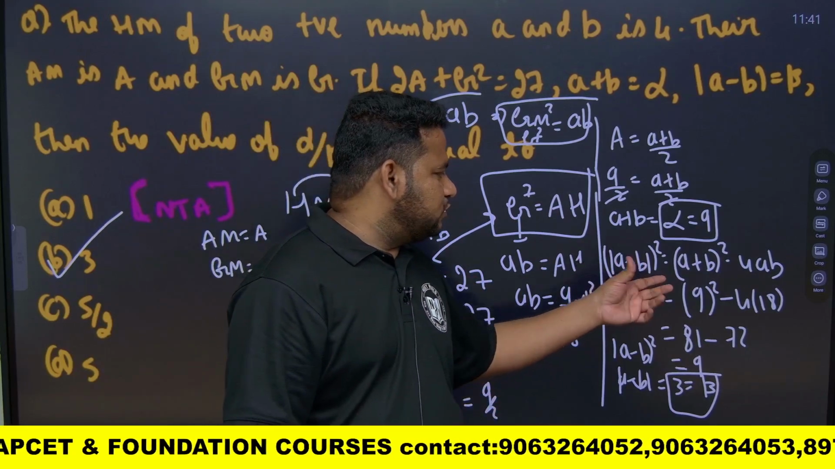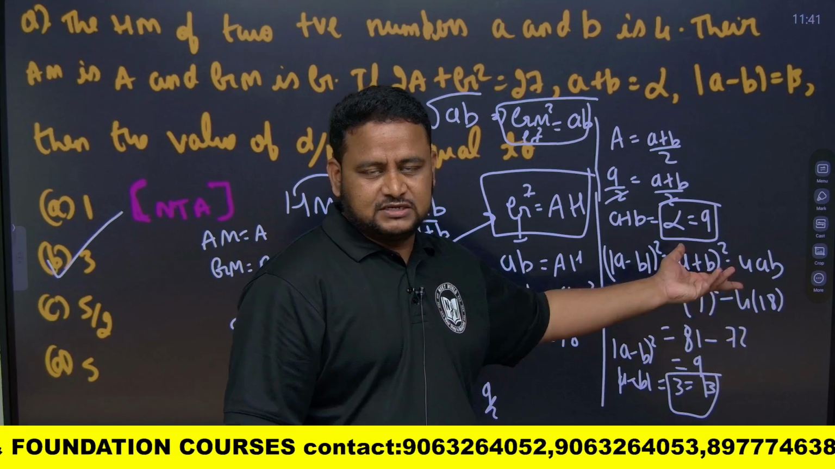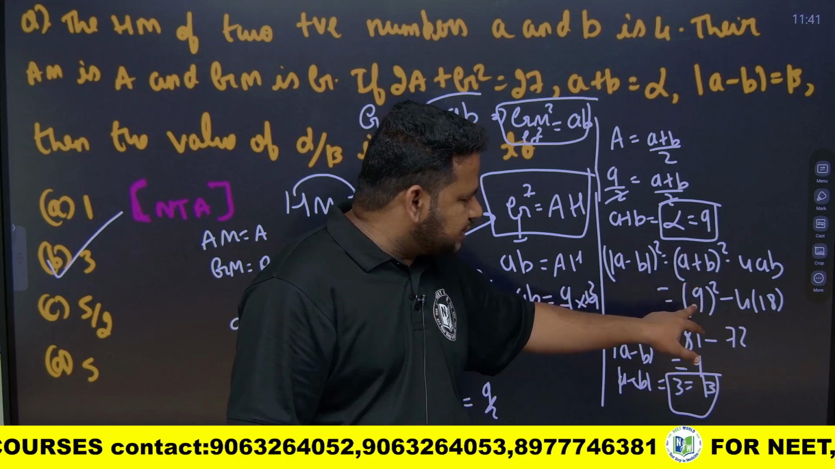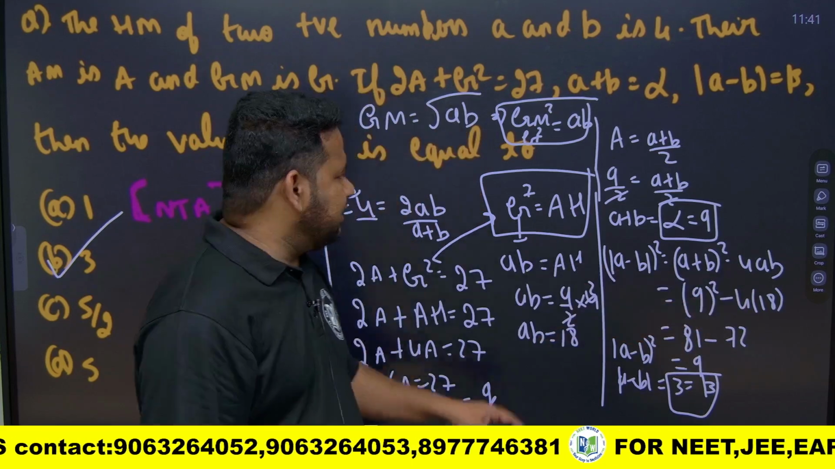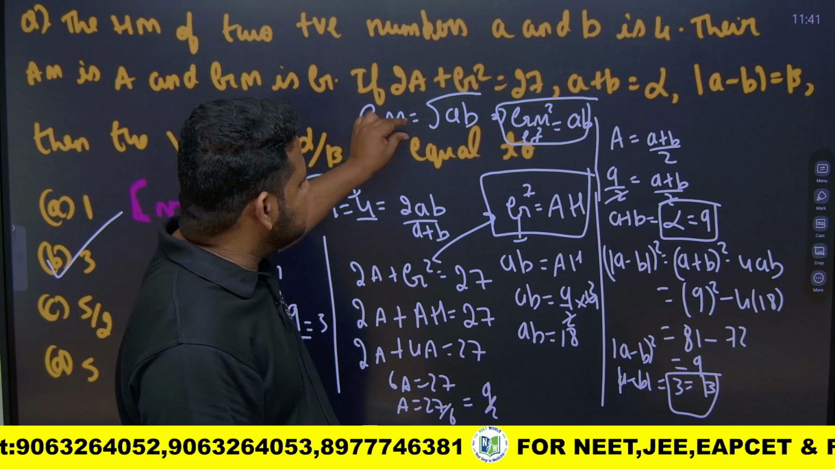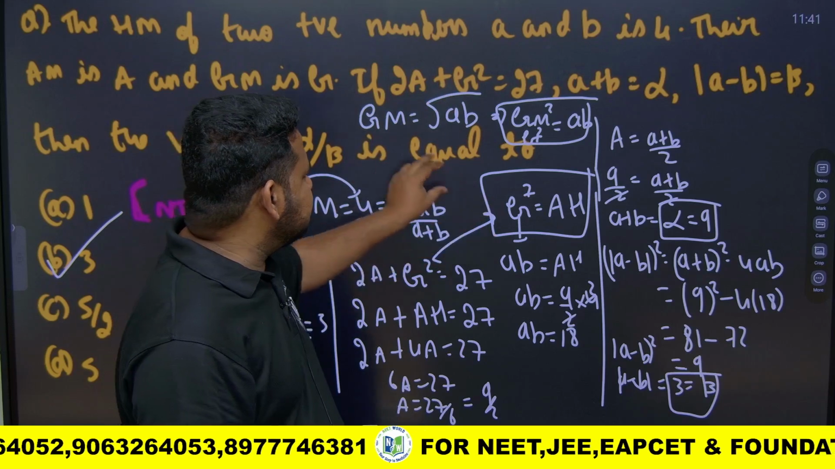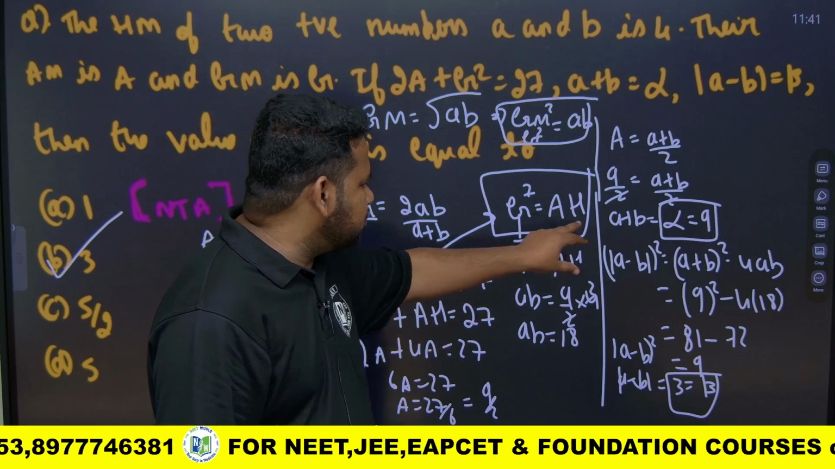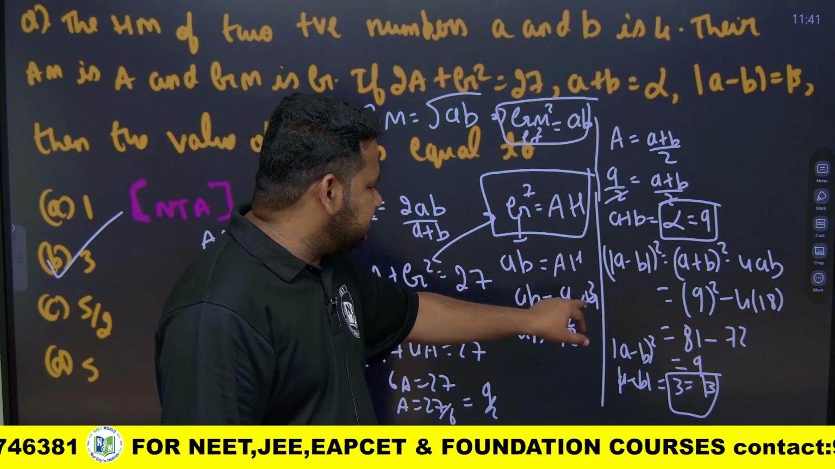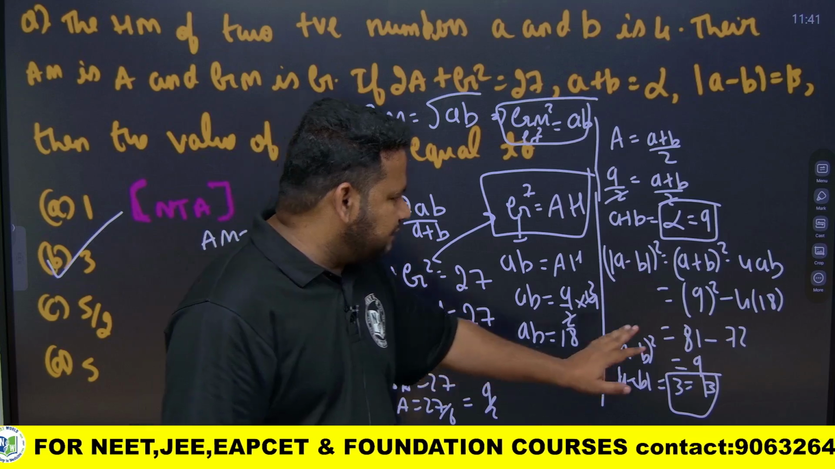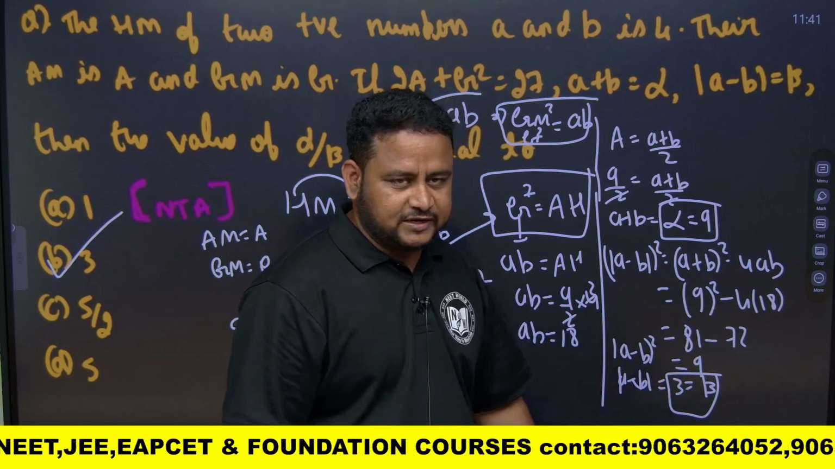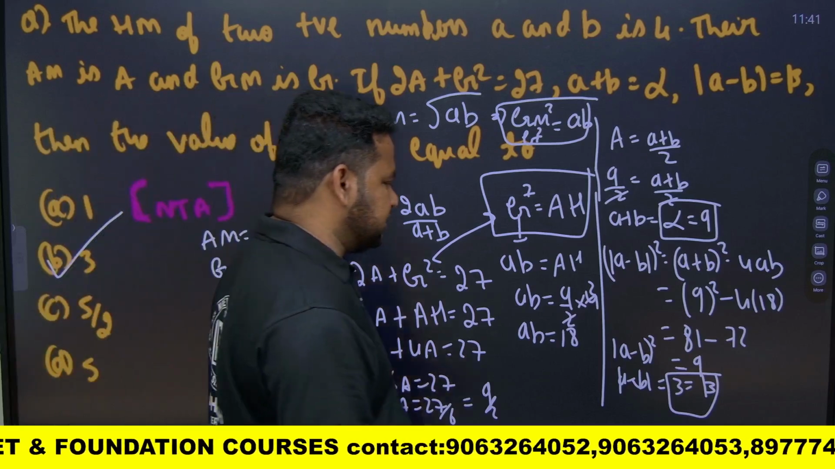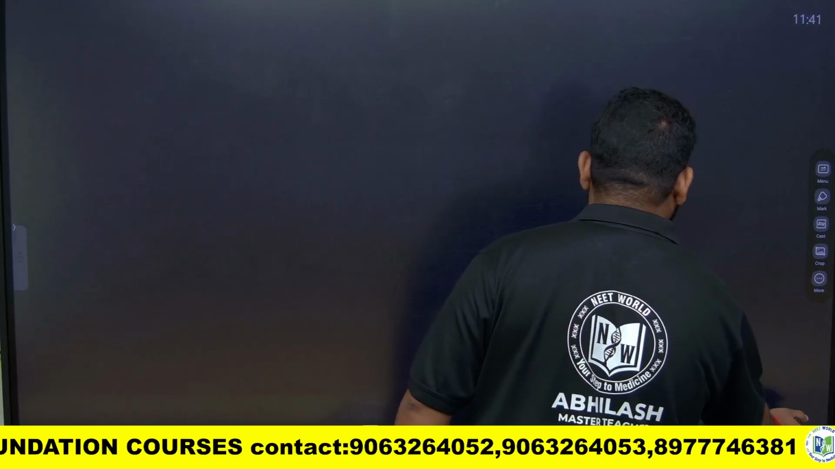That is a minus b whole square is equal to a plus b whole square minus 4ab. This identity we have from our knowledge of algebra, friends. Now, a plus b whole square I got 9, but ab I don't know. To get ab, we know that geometric mean is equal to square root of ab. Then geometric mean square is nothing but equal to ab. This ab is equal to AH. A is nothing but 9 by 2 and H is nothing but 4. So, ab I got as 8. And if I put the value, I will get the value of beta is equal to 3. So, if I put the value of alpha by beta, 9 by 3, I will get the answer as 3, friends. That is it.